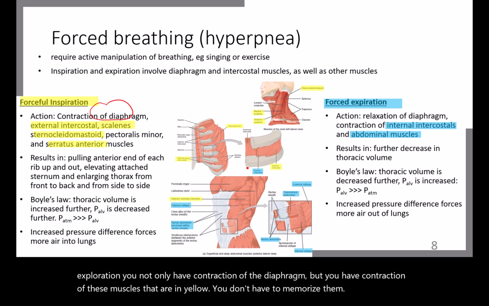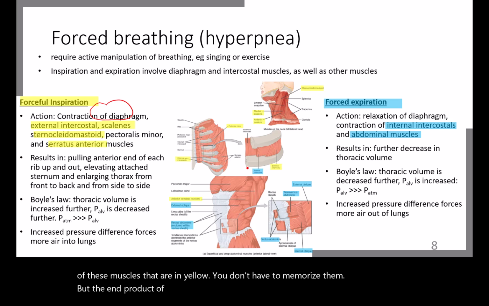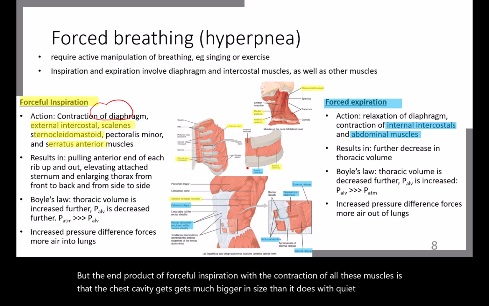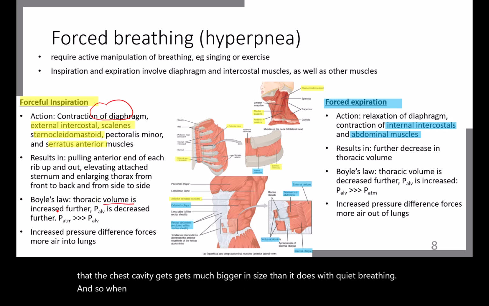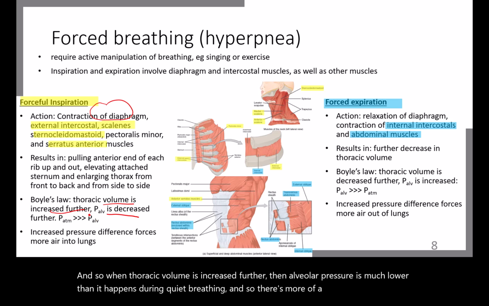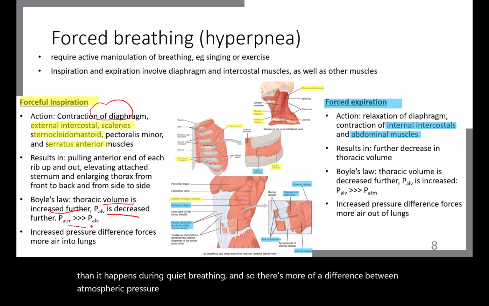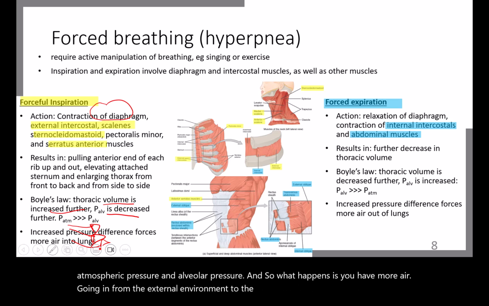But the end product of forceful inspiration with the contraction of all these muscles is that the chest cavity gets much bigger in size than it does with quiet breathing. And so when thoracic volume is increased further, then alveolar pressure is much lower than it happens during quiet breathing. And so there's more of a difference between atmospheric pressure and alveolar pressure. And so what happens is you have more air going in from the external environment to the lungs.